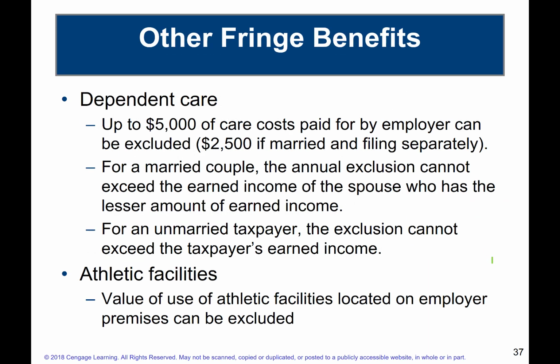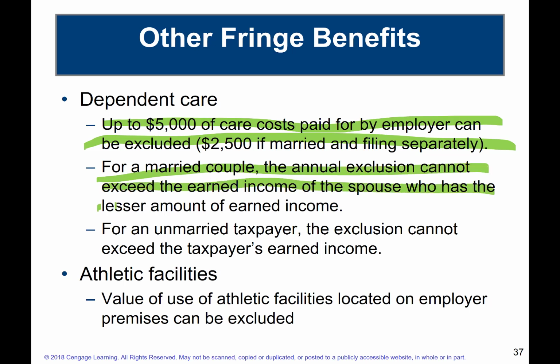Let's take a look at other fringe benefits. Dependent care up to the cost paid by the employer can be excluded up to $5,000. Okay, $2,500 if it's a married individual filing separately. For a married couple, the annual exclusion cannot exceed the earned income of the spouse who has the lesser amount of income. And for an unmarried individual, the exclusion cannot exceed their earned income. Okay, so we don't want you taking a tax credit for the dependent care that they're giving you. Okay, athletic facilities, gyms, you can exclude that. They're not going to make you pay tax on that.